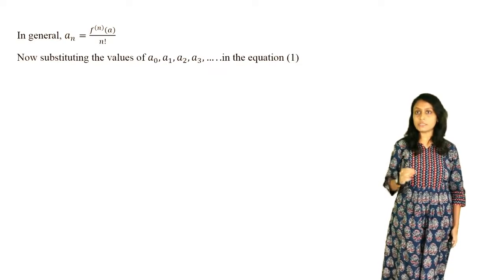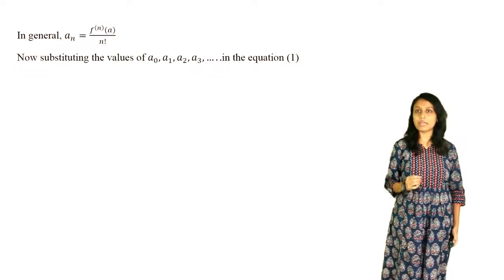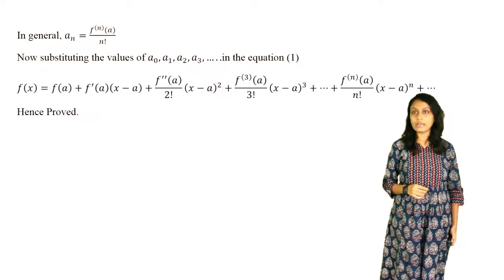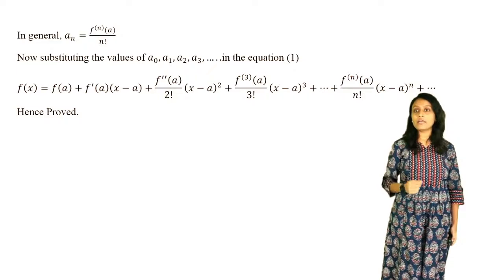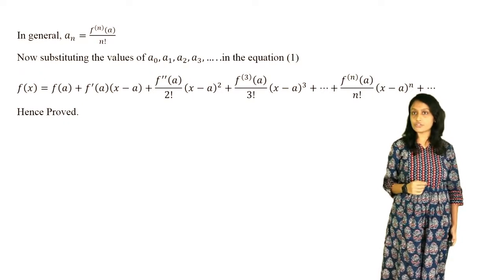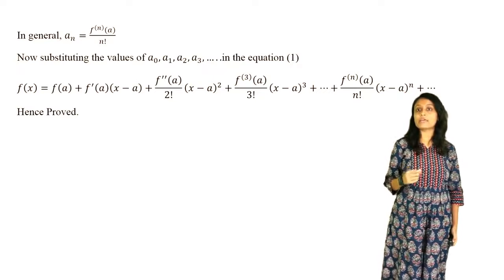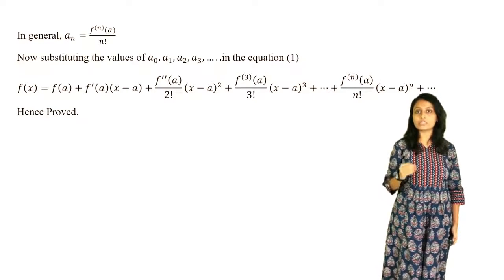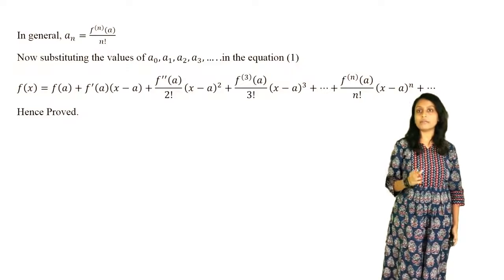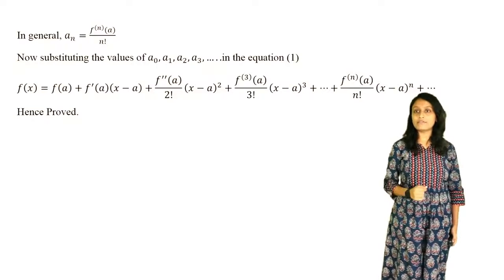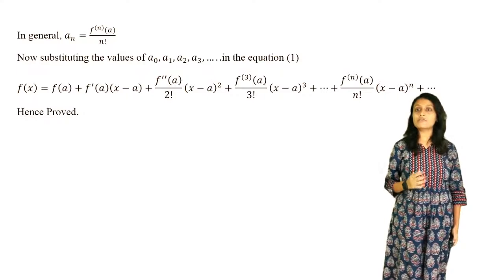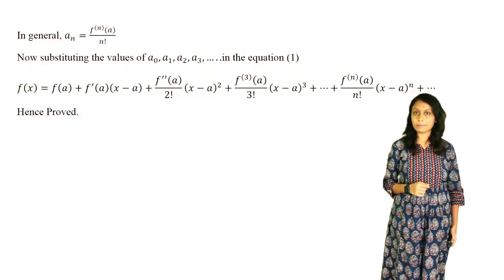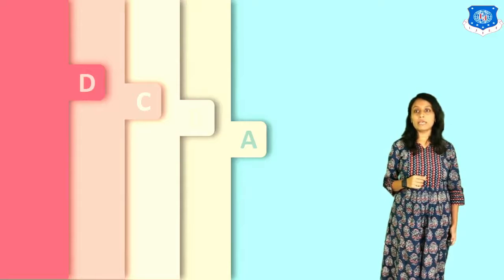Now what we will do, we'll substitute the values of a0, a1, a2, a3 in our first equation. In place of a0 we have f of a, in place of a1 we have f dash a, in place of a2 we have f double dash a upon 2 factorial, and so on. Then we'll get the final proof, that is the Taylor series in powers of x minus a. You have to remember this formula, which will help in solving sums. Okay, now let's begin with the example.